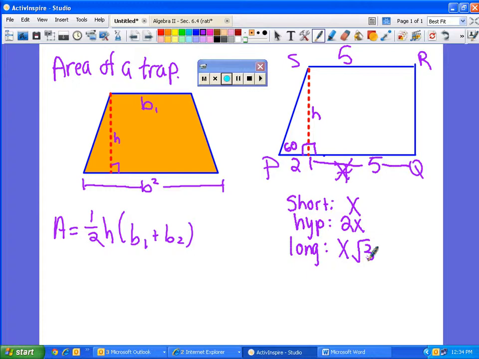If the short side is 2 meters, how long in meters is the long side of the triangle? We don't know it yet. Yes, we do. It's 2 times the radical 3.